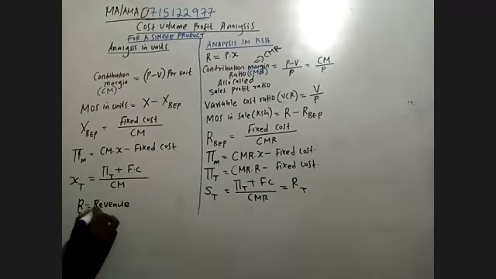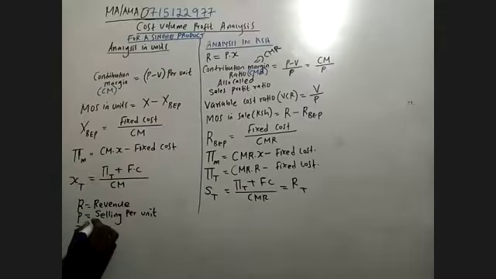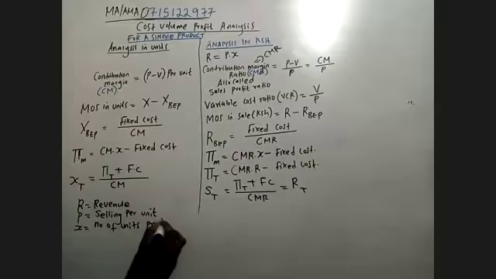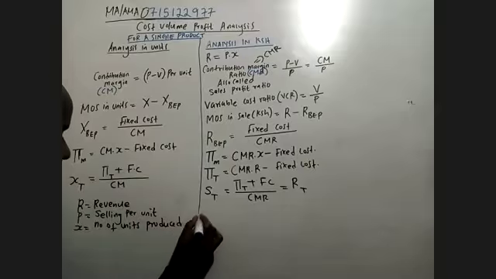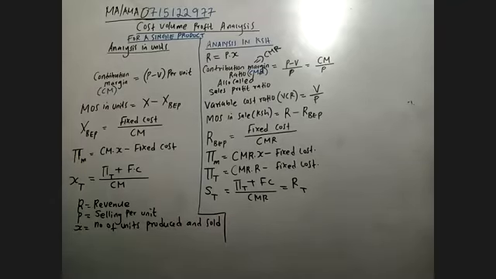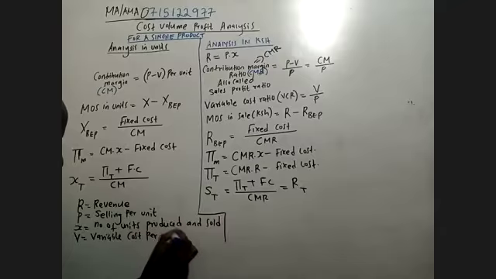P is selling price per unit. X is the number of units produced and sold. What else? V, the variable cost per unit.